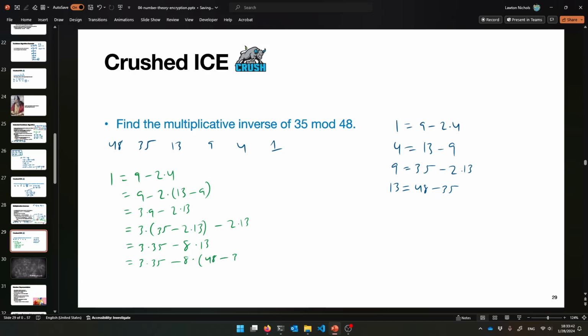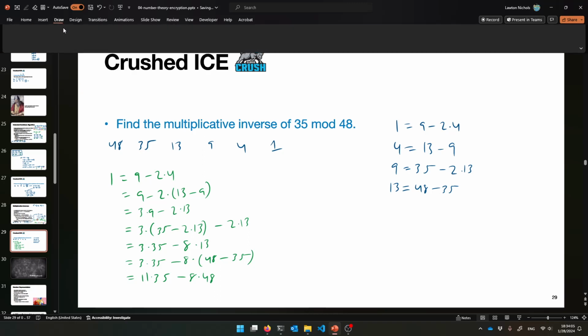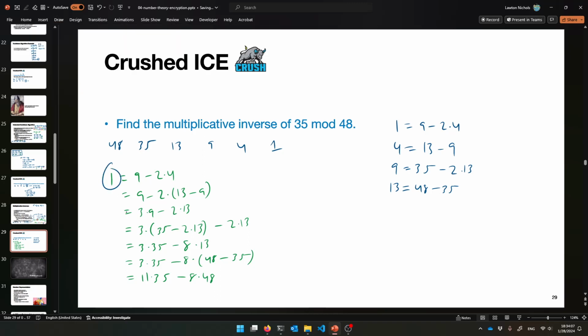48 minus 35. And so, all right, so that's how many 35s? I got 3 from this one, and then I have plus 8 from this one, so that's positive 11. 11 35s. Minus how many 48s? That's just minus 8 48s. Okay, so there we go. So that's my final equation, right? My final equation is 1 is equal to a linear combination of 35 and 48.